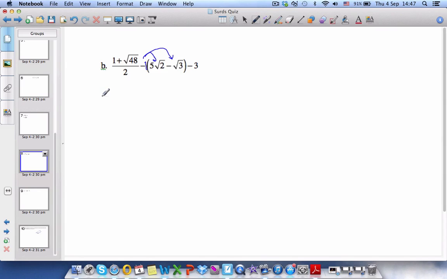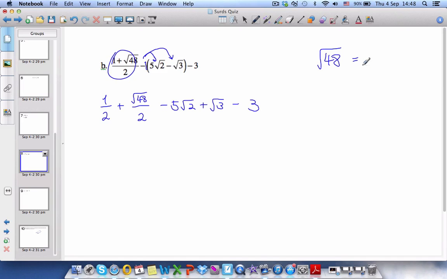So what I'm going to do is I'm going to separate these two fractions. So 1 over 2 plus square root of 48 over 2. And that is equivalent to this. Now imagine, think about it. If I told you to add 1/2 and square root of 48 over 2, then you would just put the fractions together and make it look just like this. Okay, so you can separate it this way. And then I'm going to distribute the negative 1 and minus 5 root 2 plus root 3, and then here's minus 3.